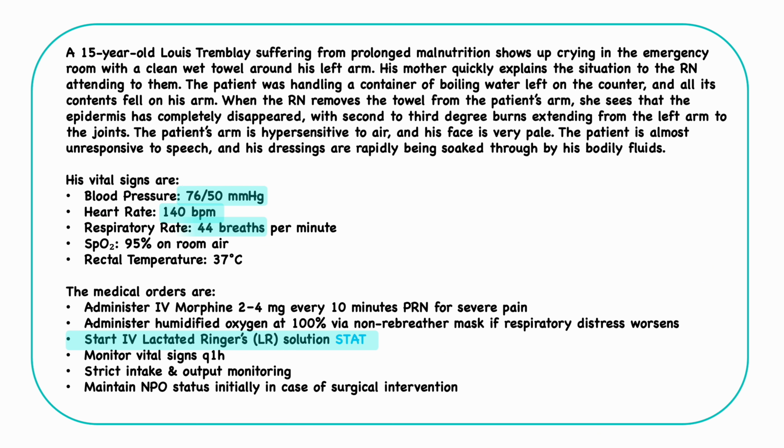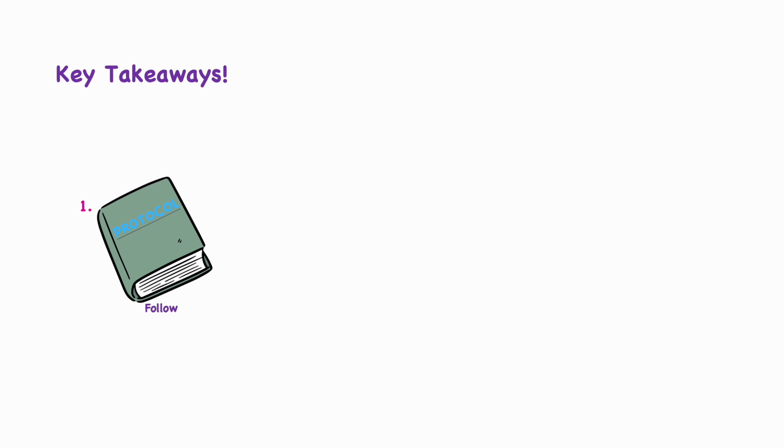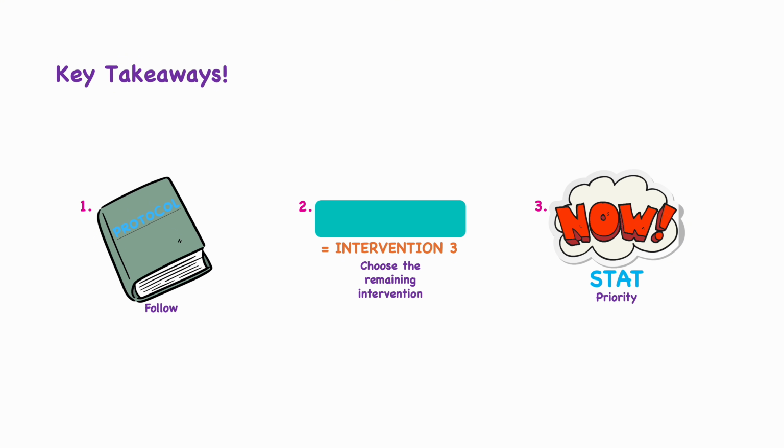Example: if a scenario includes a stat order for intravenous lactated Ringer's solution and the patient is showing signs of shock, the correct answer is administer intravenous lactated Ringer's solution stat. Do not look for other interventions. Stat orders always come first. Key takeaways. 1. Follow the protocol if an intervention is required. 2. If multiple protocol orders exist, choose the one that has not been done yet. 3. If a stat order is present, it is always the priority.